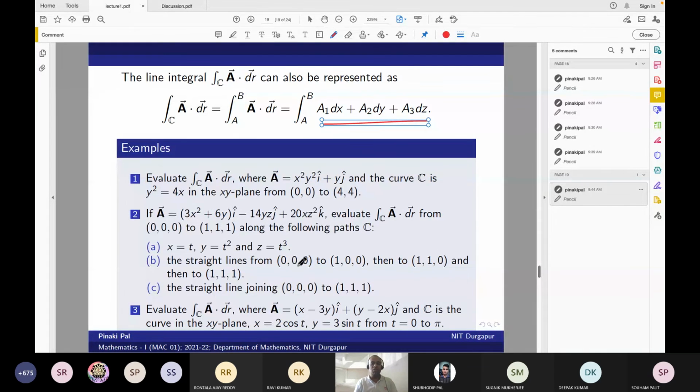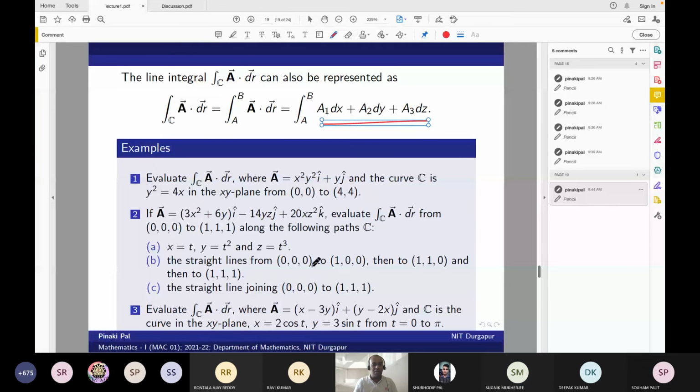For example, as we are moving from (0, 0, 0) to (1, 0, 0) following a straight line, we are moving along the x-axis. I will show you later in the next class. There, y and z are not changing. Therefore dy and dz will be equal to 0, and we can substitute y equal to x square and z equal to x cube. And like this, we can separately evaluate for different parts, and then we will add.